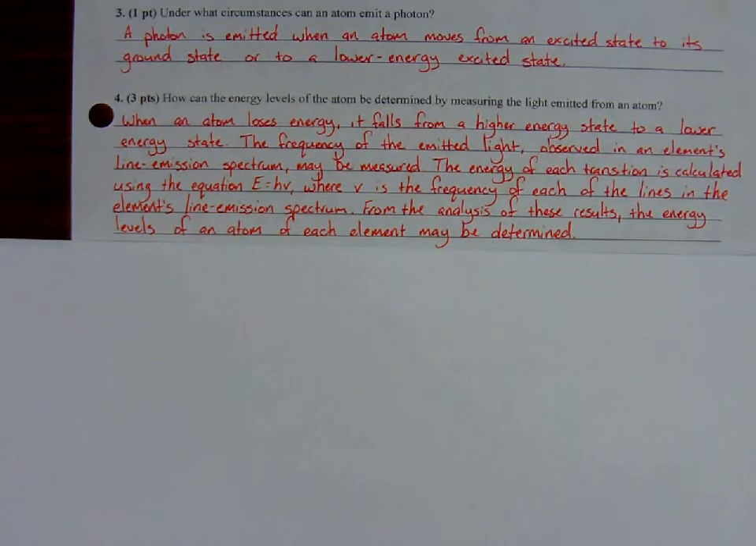And in class, we actually use little handheld spectrographs to measure the wavelengths of light. And again, according to c equals lambda nu, from the wavelength you can calculate the frequency. The energy of each transition is calculated using the equation E is equal to Planck's constant multiplied by frequency, right? E equals h nu, where nu is the frequency of each of the lines in the element's line emission spectrum.